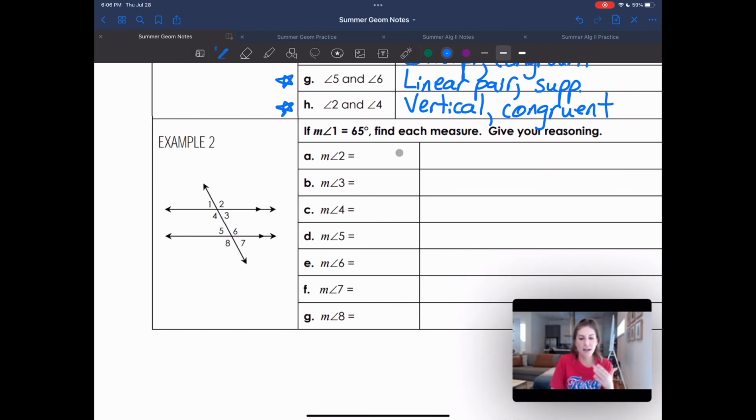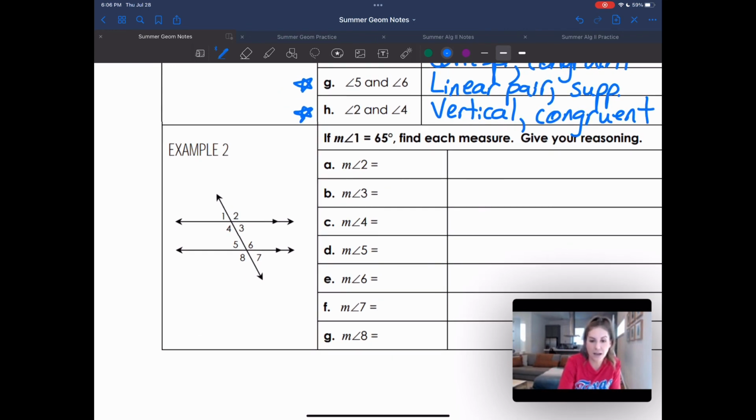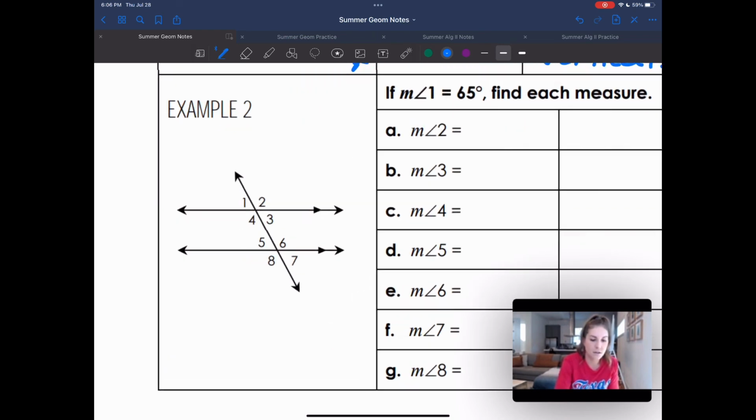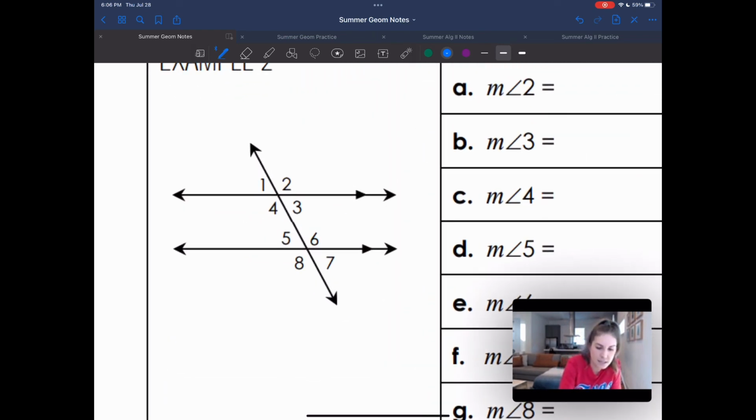We've done a lot of that. Let's go ahead and just talk through it. Let's just write the actual degree measure right here, and we'll talk through the reasoning. Don't worry about that part. We've done a lot of that already. Okay, so again, if the measure of angle 1 equals 65 degrees, let's label that. Locate angle 1, and it is 65 degrees. That's really big. Let's go a little smaller, 65 degrees.